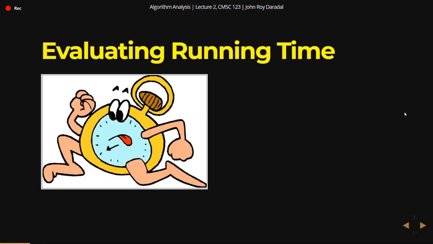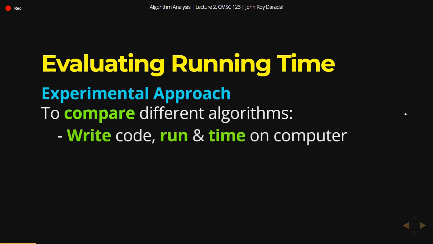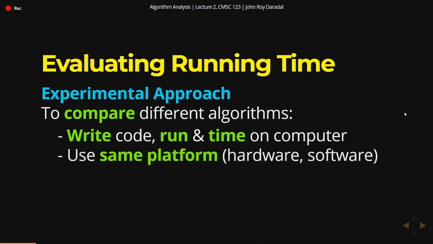First, let's look at how to evaluate the running time. One way that we could evaluate the running time is using the experimental approach. To compare different algorithms, we have to write code for the two algorithms and then run it on a computer and log the time that it takes to run them. And then we can compare. However, for this evaluation to be fair, we have to use the same platform. They must run on the same hardware and they must use the same software as well.